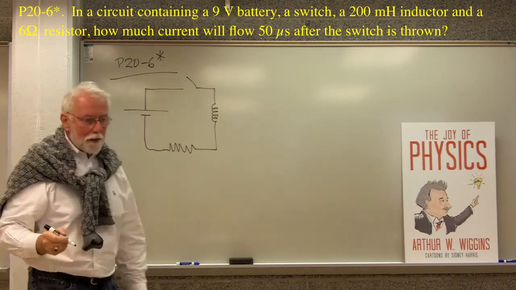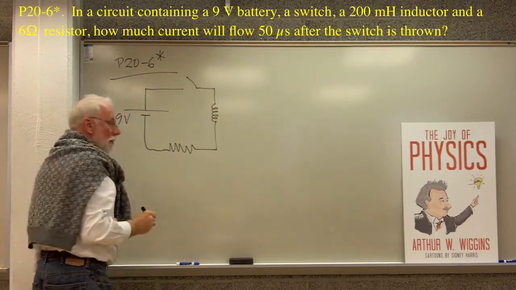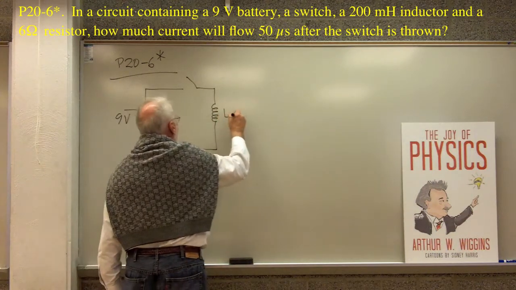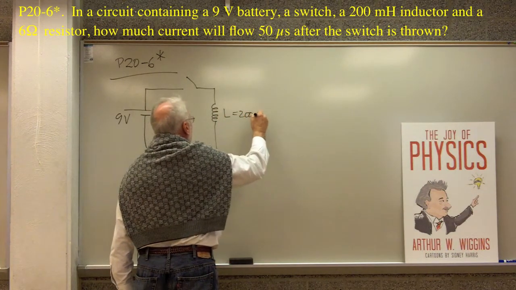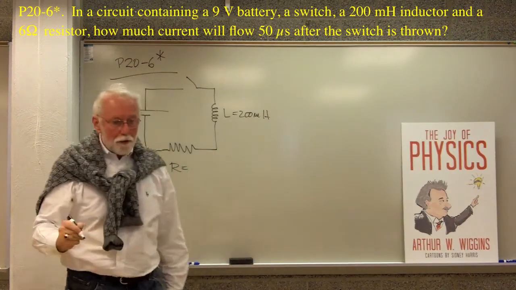So now what does it tell us? The battery is 9 volts. It tells us that the inductor is 200 millihenries. And that the resistor is 6 ohms.